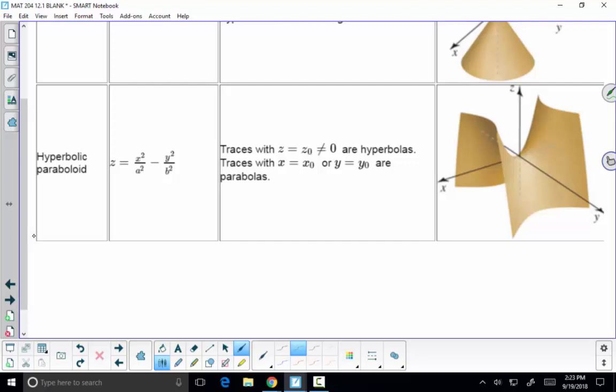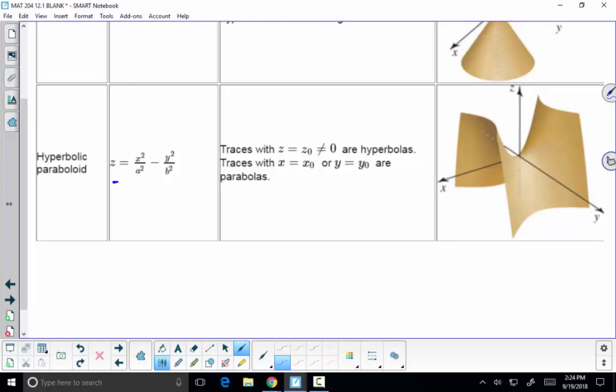saddle surface, not to be confused with the monkey saddle surface. The monkey saddle surface has 3 dips, so there's a place for both legs and the tail. This only has 2 dips, so they call it just a saddle, not the monkey saddle. But there is a monkey saddle if you pay attention.